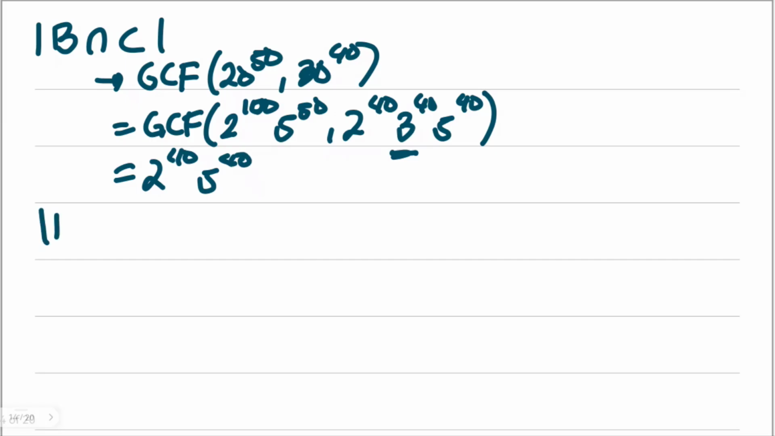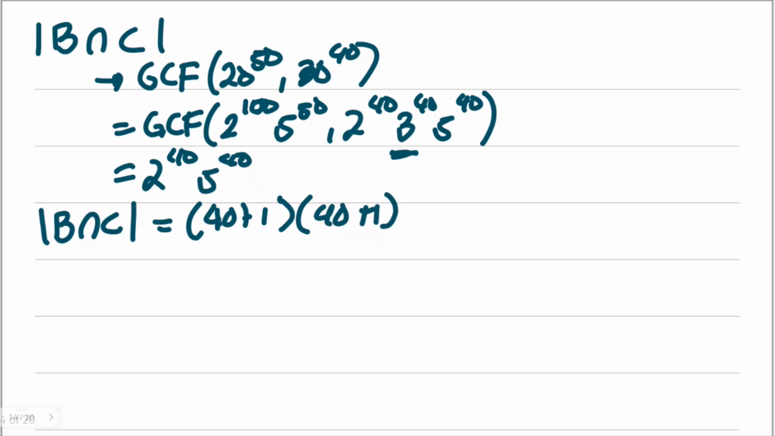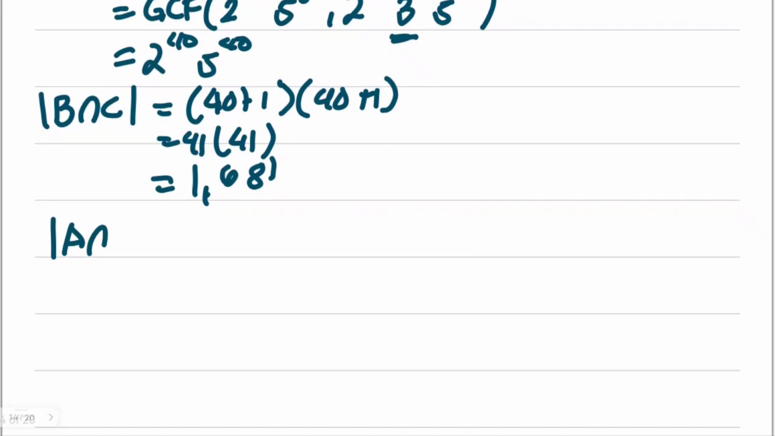So the cardinality of B intersection C is 40 plus 1 times 40 plus 1. That's 41 times 41. You will get the result of 1,681. So we're almost there. The last one is actually the intersection of all 3. So this is very long because our item is also very complicated to look at. It's exponentiation. But by the use of the principle of inclusion and exclusion, it will be solvable.